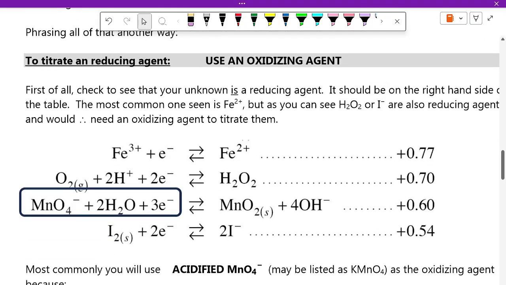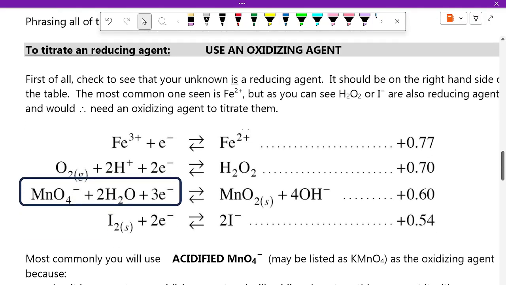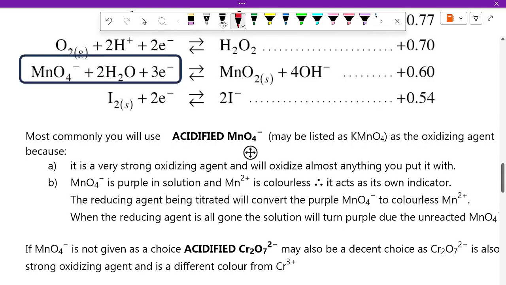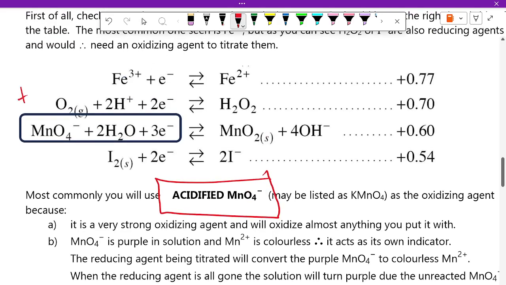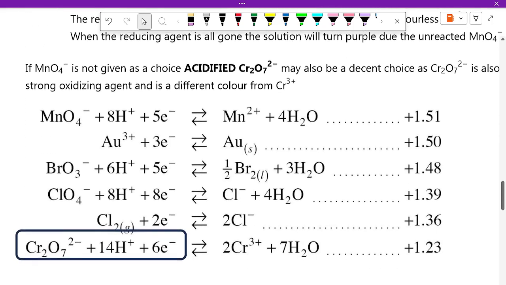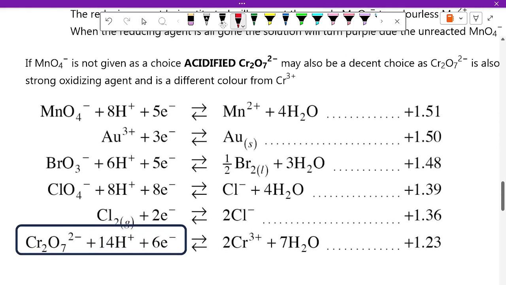But regardless, to titrate a reducing agent, use an oxidizing agent. Most commonly, you will use that acidified MnO4- because it is so far up the table. It is at the top of the table. And it is self-indicating.